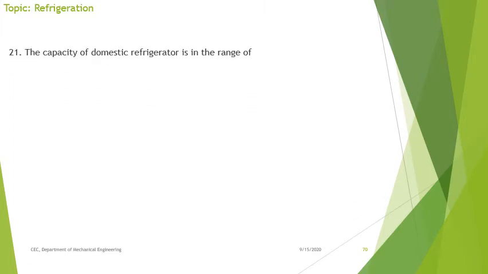The capacity of a domestic refrigerator is in the range of: 5 to 10 tons of refrigeration, 3 to 5 tons of refrigeration, 1 to 3 tons of refrigeration, or 0.1 to 0.3 ton of refrigeration. The answer is 0.1 to 0.3 ton of refrigeration.